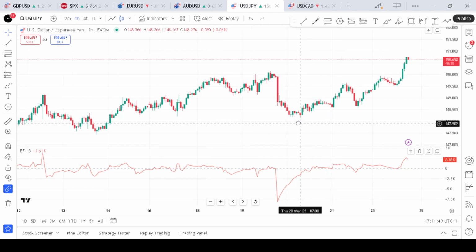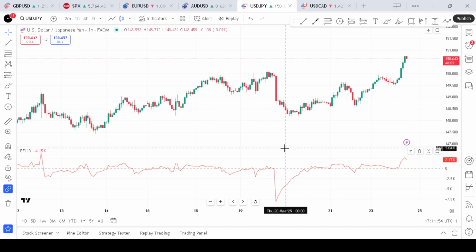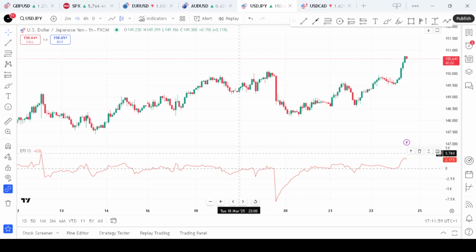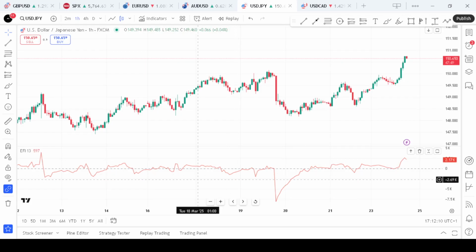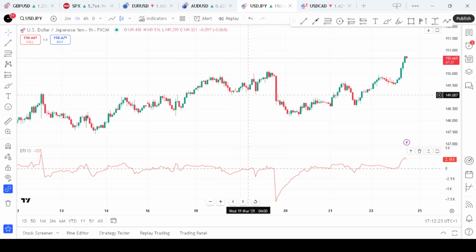We start by understanding what this Elder Force Index indicator is all about. This is a technical indicator that measures the strength of price movement by combining two key factors: the price changes and the trading volume. The combination gives you insights into the momentum behind market moves, whether buyers or sellers are dominating. The formula is straightforward. It multiplies the difference between the current price and the previous price by the volume during that period.